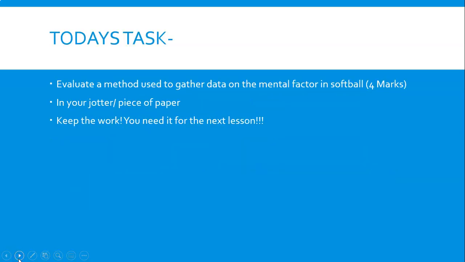So, today's task. We're going to evaluate a method used to gather data on the mental factor in softball. This is concentration, and we used the focus and concentration test. You should do it in your jotter if you've got your workbook at home with you, or on a piece of paper. Keep the work, you need it for the next day's lesson.